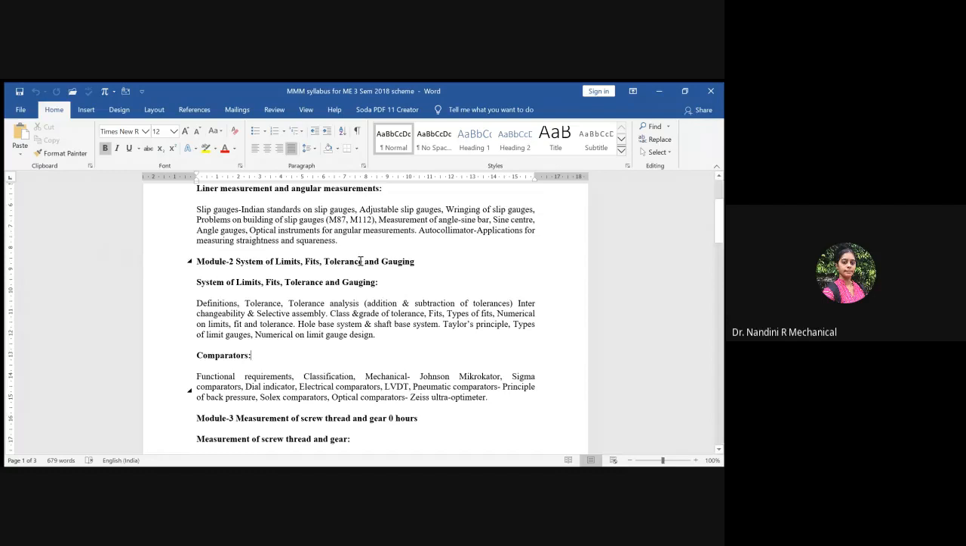Okay, and how you classify the grades of tolerance. What do you mean by fits? The types of fits. We solve the problems on numericals on limits, fits, and tolerance also. Hole basis and shaft basis system. What do you mean by it? And what is the meaning of Taylor's principle?